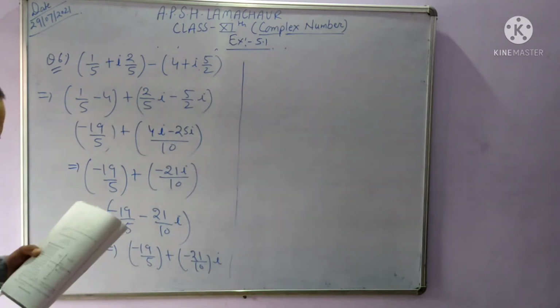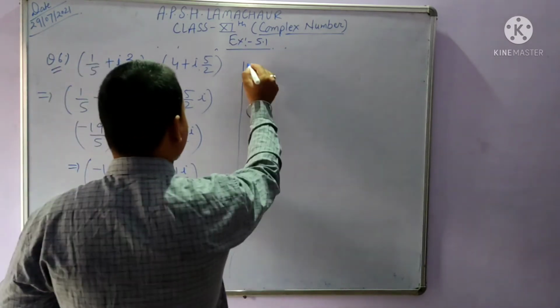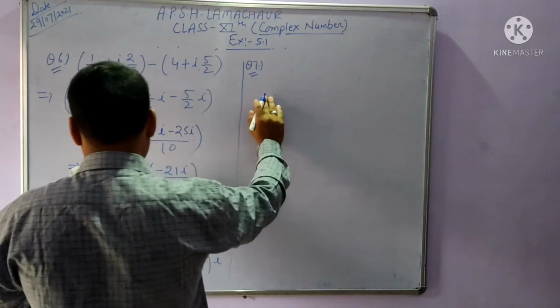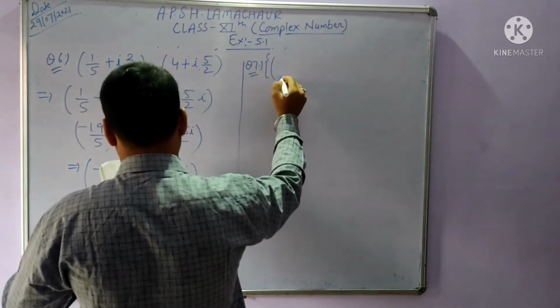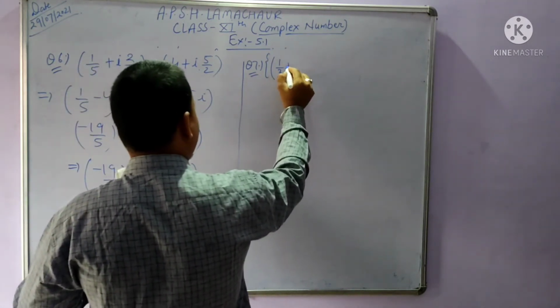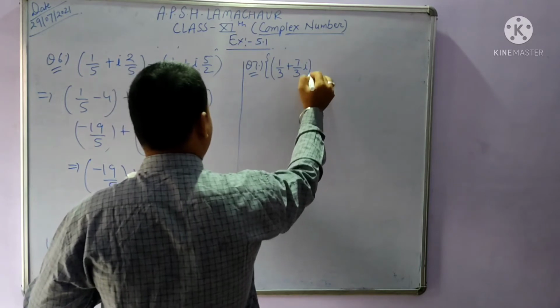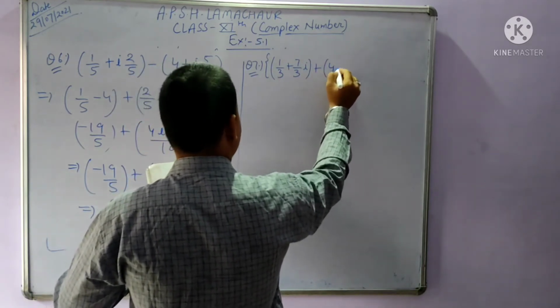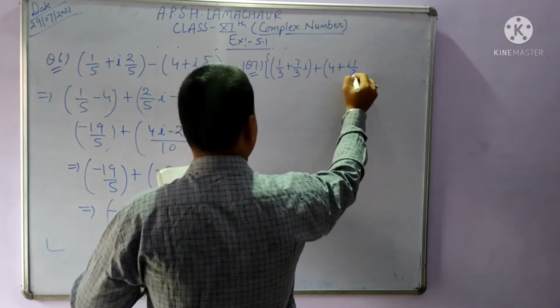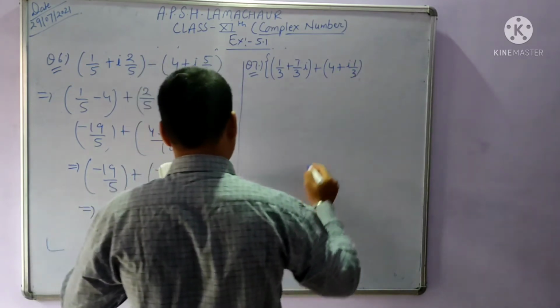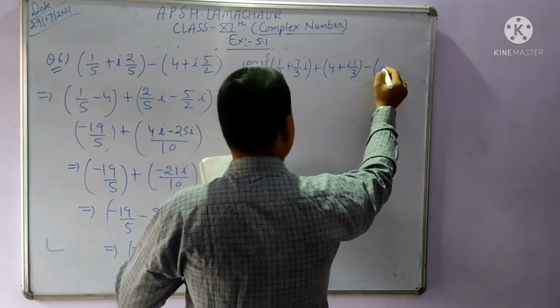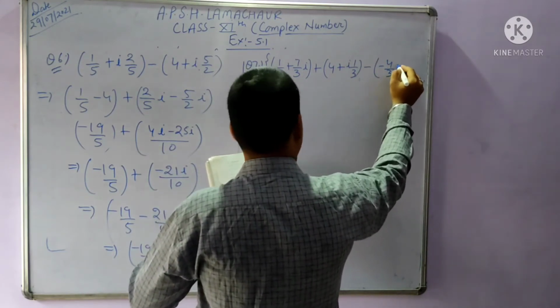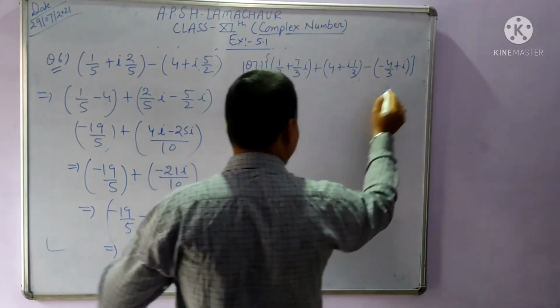Now see the next question, number 7. Question number 7 is 1 upon 3 plus 7 upon 3 times iota, plus 4 plus i times 1 by 3, minus 4 by 3 plus iota. So this is the question.